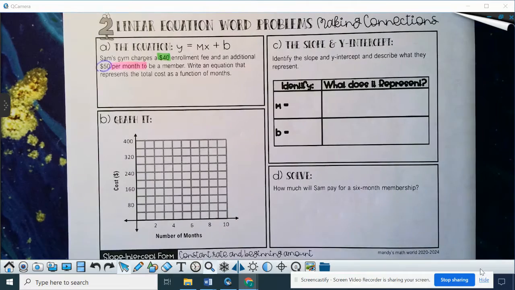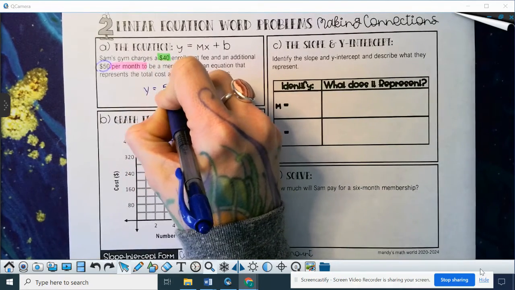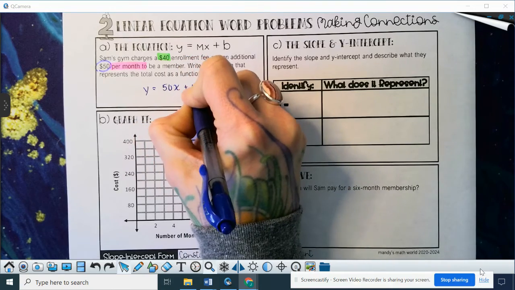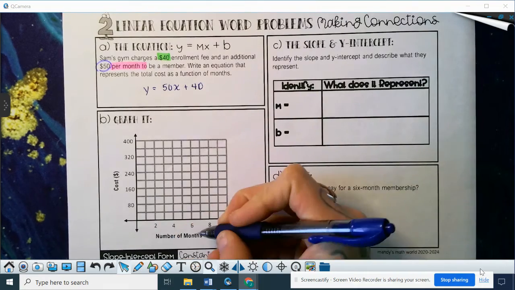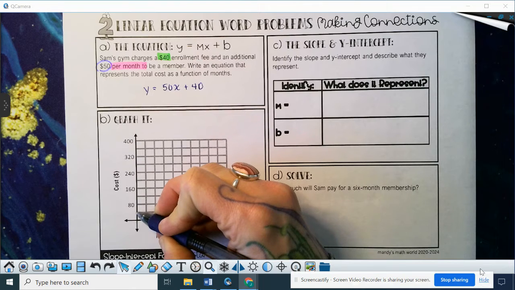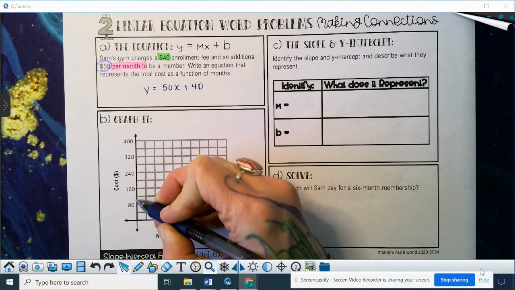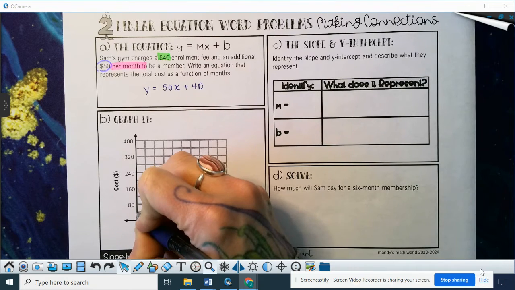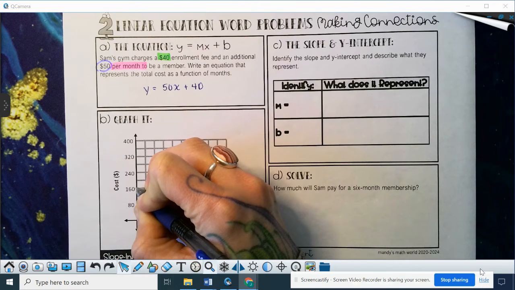To be a member, write an equation that represents the total cost as a function of months. So that's going to be Y equals $50 per month, so 50x, plus the $40 enrollment that you're not going to get out of. So we're going to go down here in number of months. So at 0 months, it's going to be 40, as soon as you walk in the door. And look, this is going to go up. How much it goes up each time is 80 per 2, so it's 40. So 40, 80, 120, 160, 200, 240.